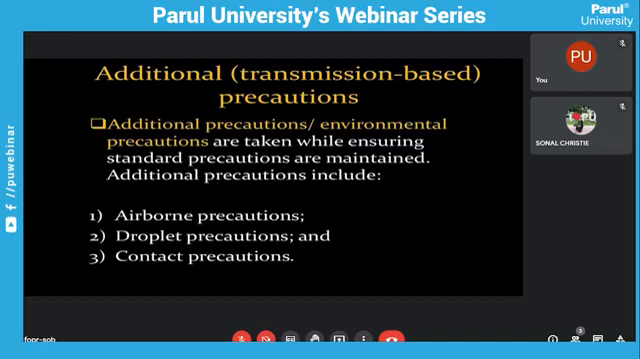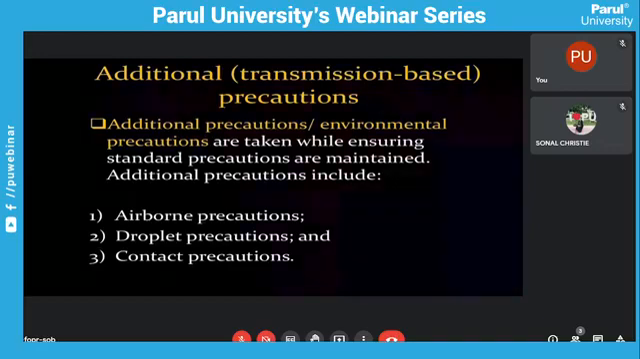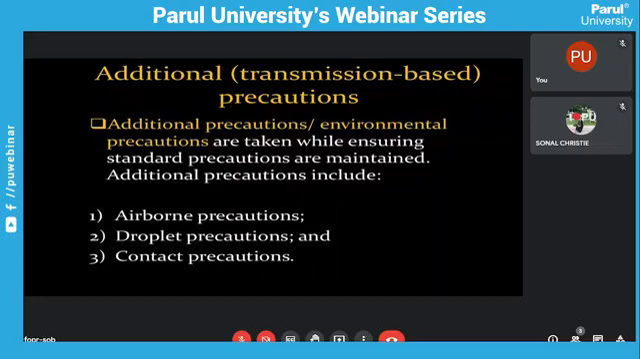Then second is droplet precautions. Droplet means respiratory droplet. It consists of saliva or mucus. It will be deposited on the conjunctiva, nasal mucosa or the mouth. It will travel a very short distance through the air. It is also emitted in the same way as airborne.